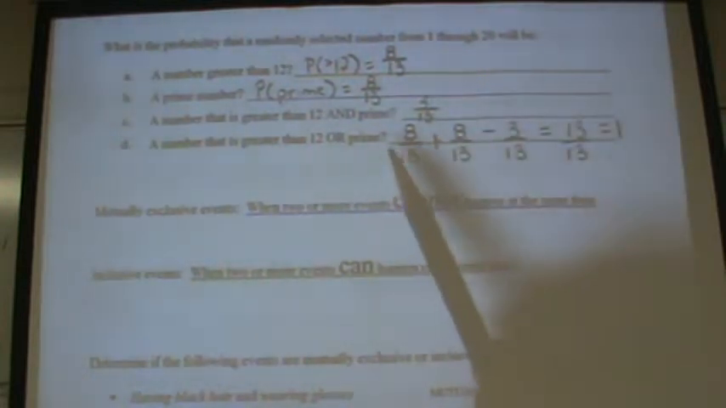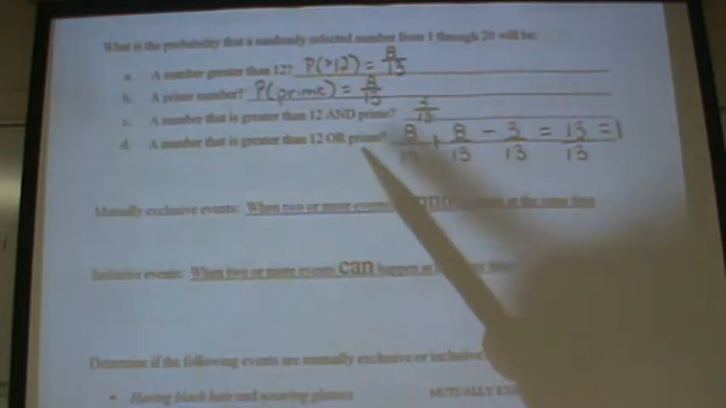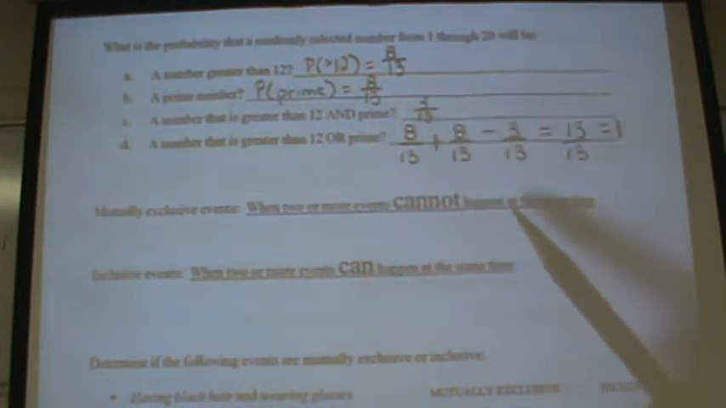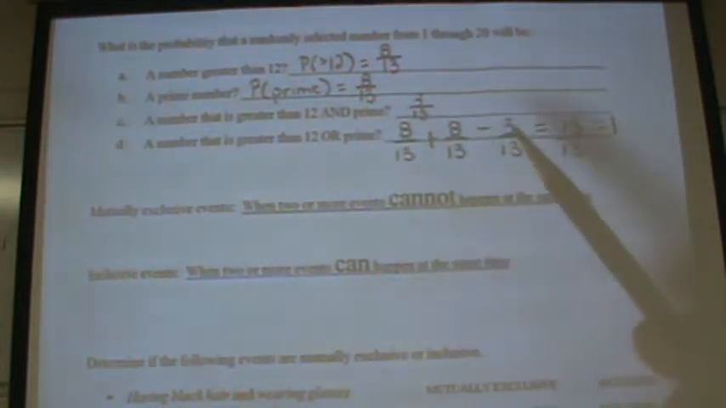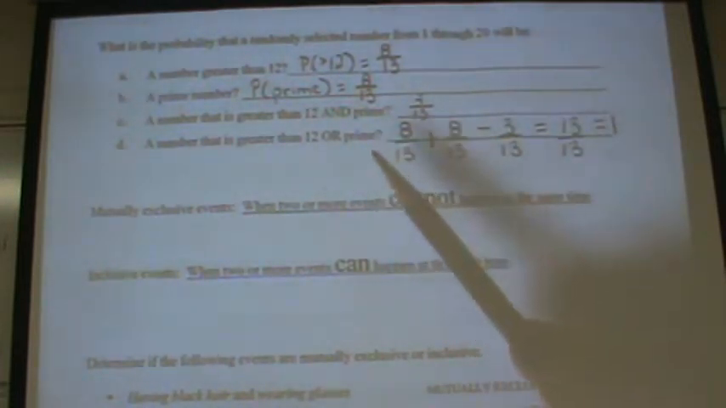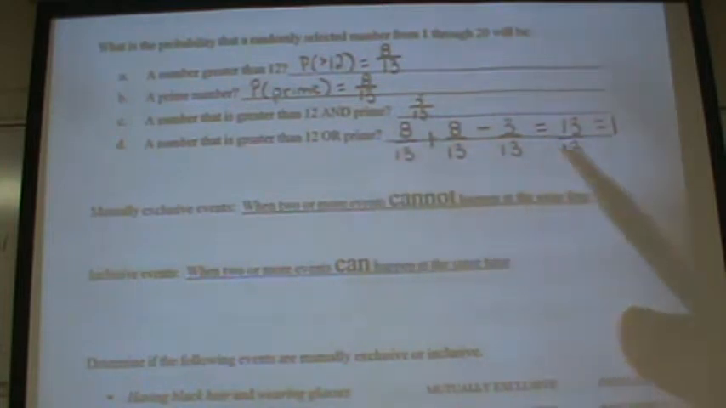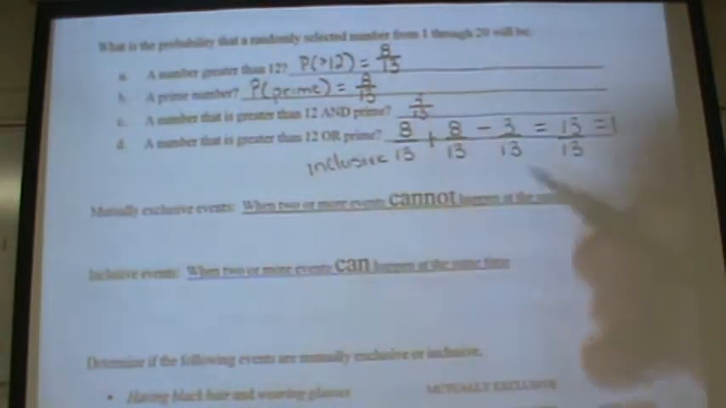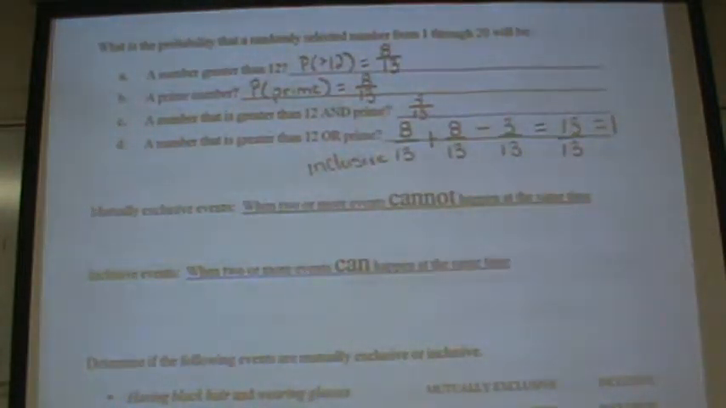So looking at our Venn diagram problem, we were looking for numbers greater than 12 and prime numbers through 1 through 20. So we had numbers that could be both. So our Venn diagram example is an inclusive problem, because we had numbers that were both greater than 12 and prime numbers.